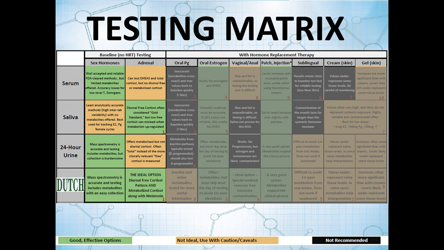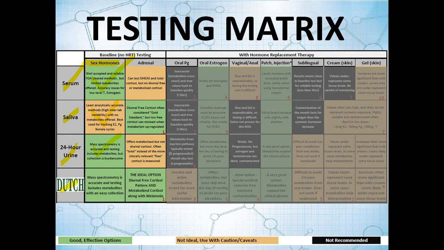As we're looking at serum, saliva, 24-hour urine, and then this other urine test, what I find is that with the sex hormones, when we're looking at baseline testing, serum testing works really well. With saliva, it's okay, but you have to be really careful about which labs you're using because there are some pretty inaccurate methods out there for testosterone and estradiol especially. 24-hour urine can be great.